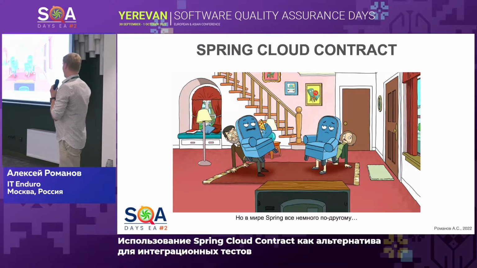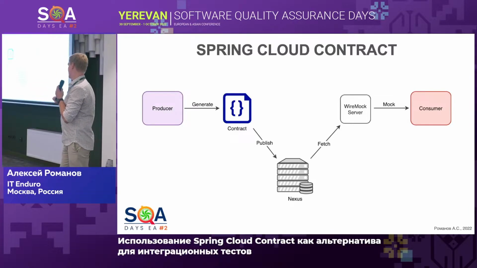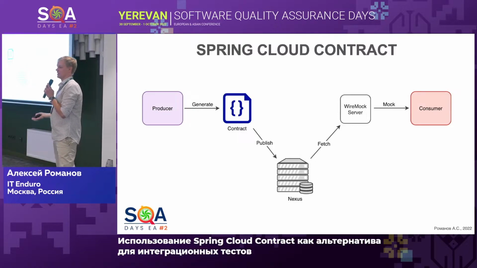But Spring Cloud is a bit different. The producer generates the contract and then publishes it in the Artifactory storage, and then the consumer could use it. Well, in my work, I can see that most developers first write the server, and then they write the client part.